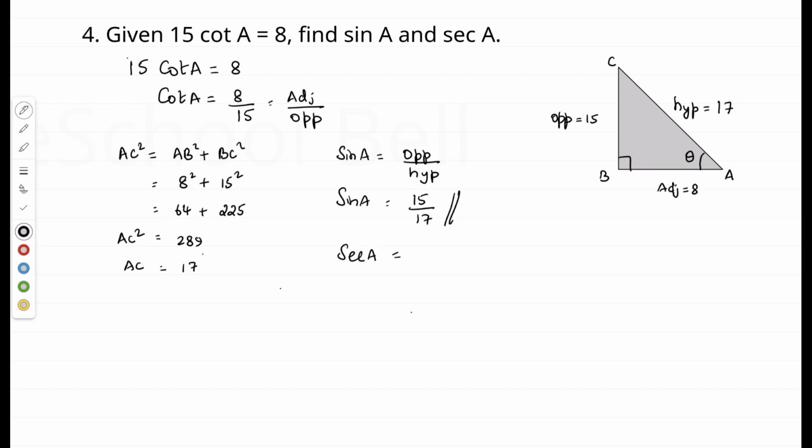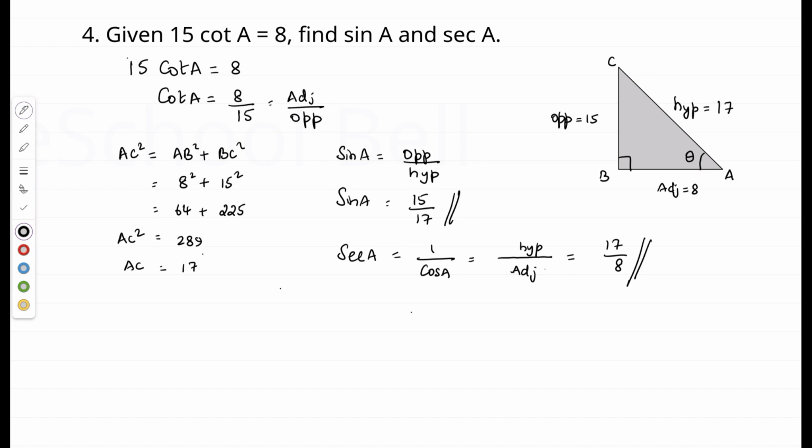Secant A is equal to 1 by cos A. That equals 1 by adjacent by hypotenuse, and hypotenuse will come out. So the secant A will be hypotenuse by adjacent. Hypotenuse is 17, adjacent is equal to 8. So secant A is 17 by 8. And this is the working for this problem.